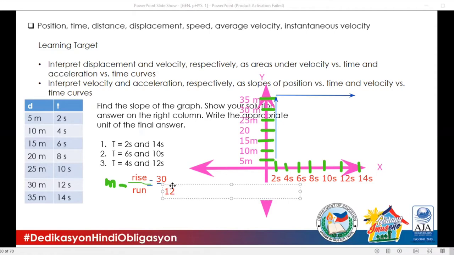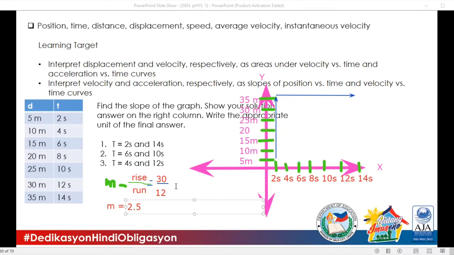And therefore, your M is equal to 30 divided by 12. 30 divided by 12. What's your answer? That is 2.5. What's the unit measure?